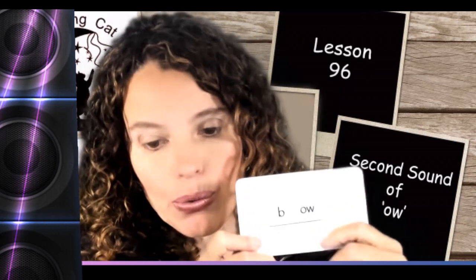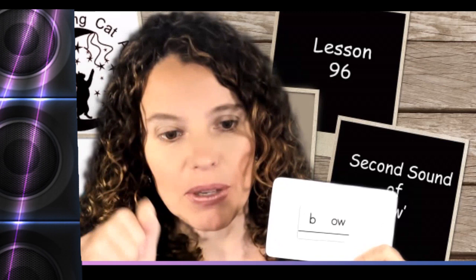So OW, let's say that sound, ow. Think of someone punched you and you're saying, ow. That's the sound. You could say this word with the ow and you'd have a whole different meaning of the word. So this could be b-ow, bow. I will take a bow. So now I'll just show you how common this is. There's lots and lots of words where OW is saying ow. So say ow in this word and tell me what it is.